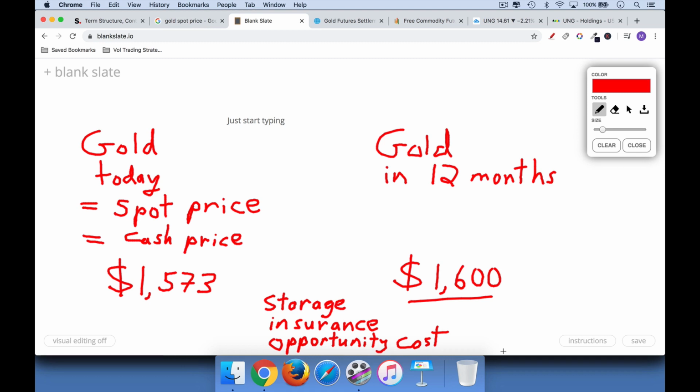Now, why would it be higher? Why would we expect the price of gold for delivery in 12 months from now to be higher than it is today? Well, there's a number of things that the seller would need to do in order to give us gold in 12 months from now. They would need to buy the gold today or have the gold today, in which case, if they didn't have the gold, they'd have to buy it for about $1,573. And then they would need to put it somewhere safe, especially if we're talking about millions or billions of dollars worth of gold. You're not just going to stick it under a mattress if you're an institutional investor or trader.